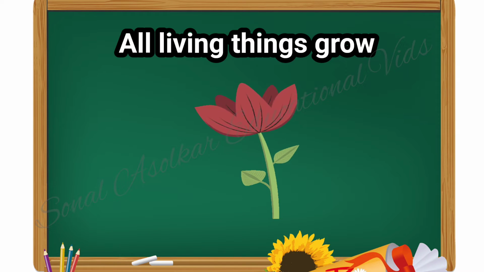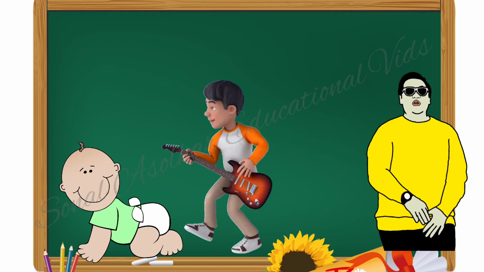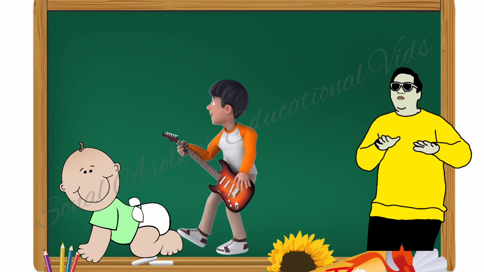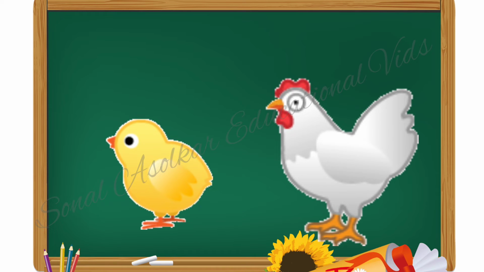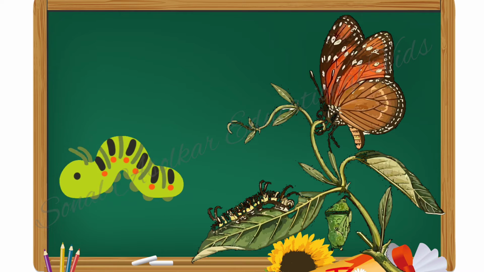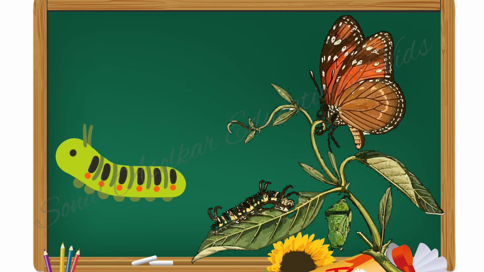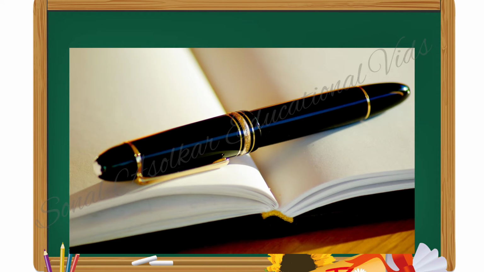All living things grow. Their shape, size, and other physical features also change with time. A human baby grows into an adult human being. A chick grows into a hen or a rooster. A caterpillar grows into a butterfly. Similarly, a small seed becomes a sapling and finally grows into a tree. Does your pen or book grow? No, because they are non-living things.